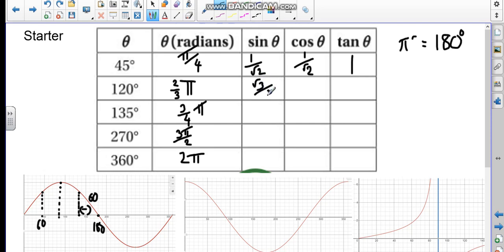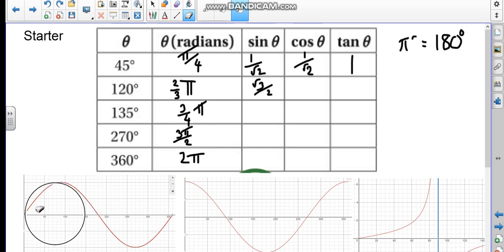Remember, the rule with the sine is you do 180 take away the value that you're looking for. Let's do the sine again. So 135, well 90 is here, 135 is a little bit further on. If I do 180 take away 135, I get 45. So again, that difference there is going to be 45. So doing sine 45, which we've said already, is 1 over root 2.